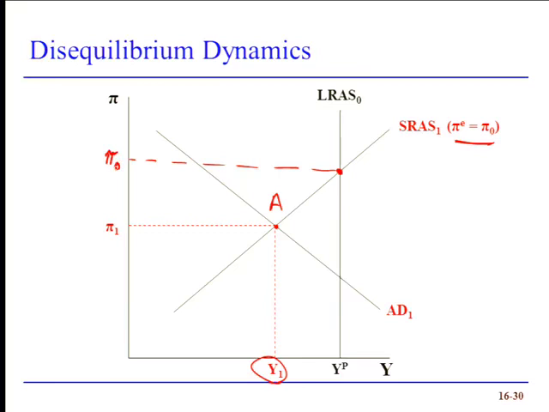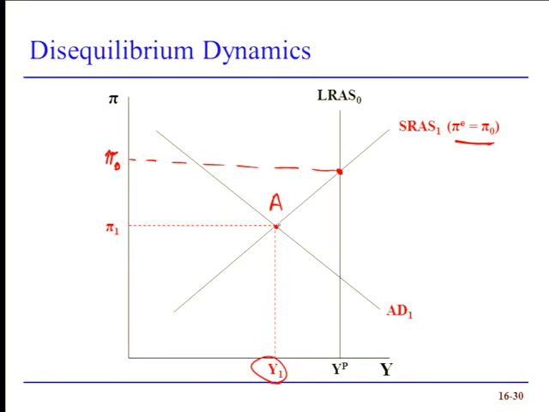So now, knowing that we're at point A, inflation is at pi 1, economic output is at y1, what happens in year 2? Again, if we remember our equation for expected inflation, in year 2, expected inflation is now going to equal actual inflation in year 1. So expected inflation now has moved down. It's declined from pi naught to pi 1. So that decline in expected inflation means that the short-run aggregate supply curve has shifted down.